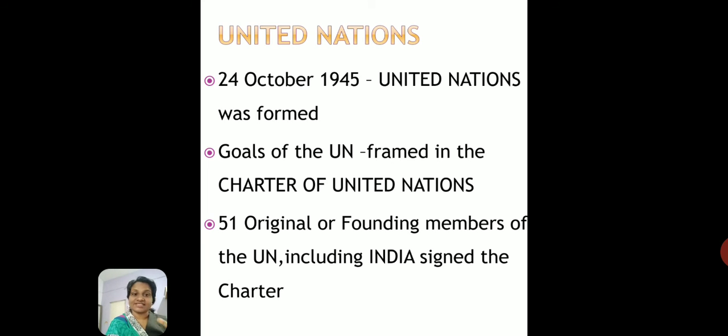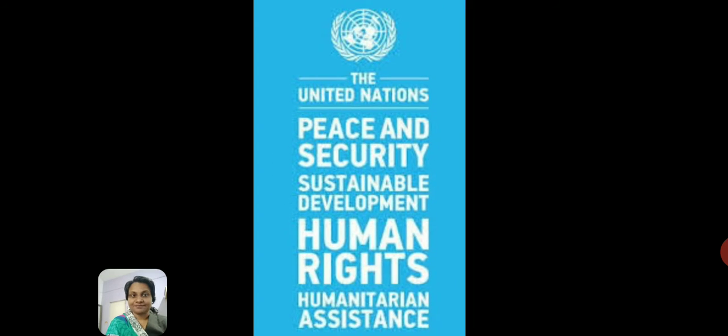How many countries came together to form the United Nations after the Second World War? There were 51 countries. Those countries are called the original or founding members. So how many founding members were there? 51. As soon as the Second World War got over, there were 51 countries who came together to form the United Nations, and India was one of those countries.